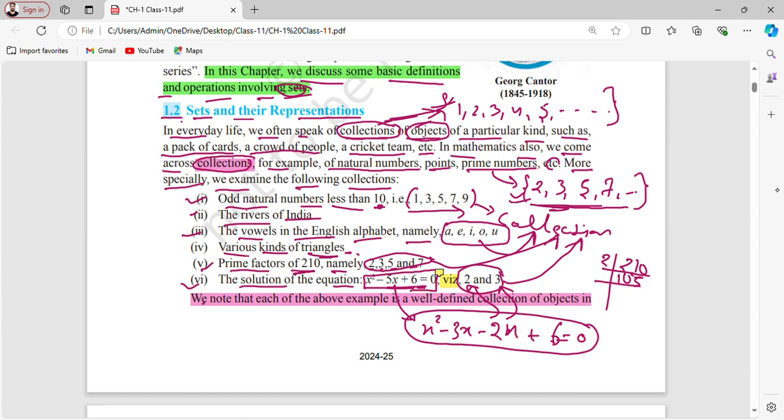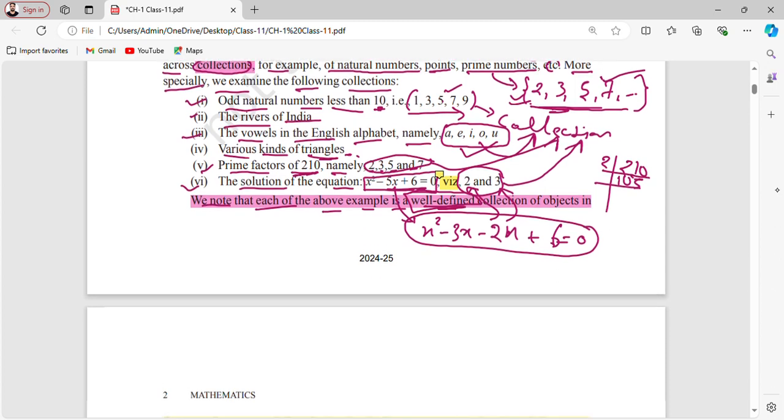Okay, so we note that each of the above examples is a well-defined collection of objects. All these collections, like the collection of natural numbers, prime numbers, odd natural numbers less than 10, vowels, factors of the number 210, and the quadratic equation roots 2 and 3, are well defined.